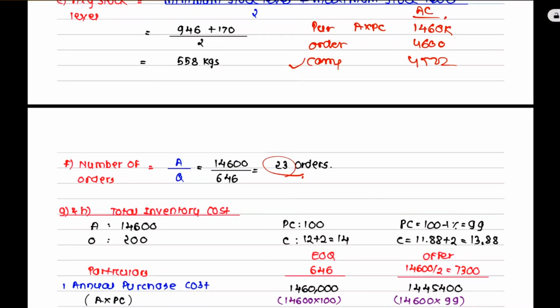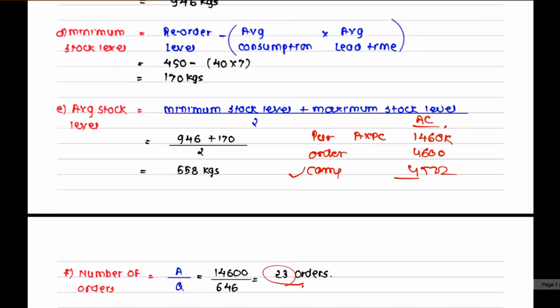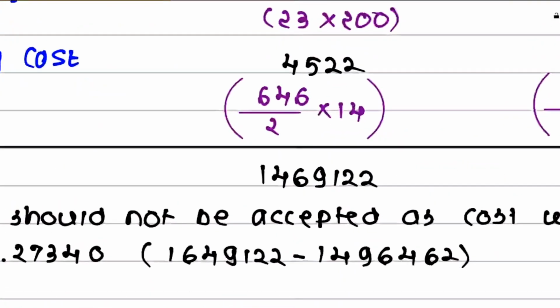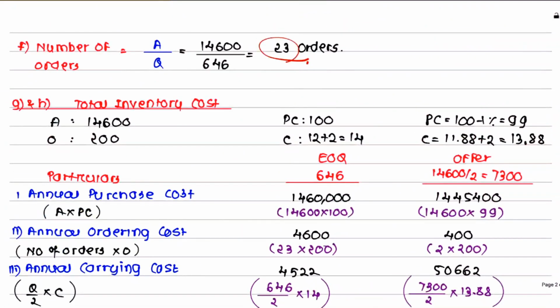Let's take the total directly. 14,60,000 plus 4,600 plus 4522 is 1469122. Let me check. 1469122, right? So we are done with this answer. Where A is 14,600, O is 200, PC was 100 and carrying cost was 14. We are done with this, right?